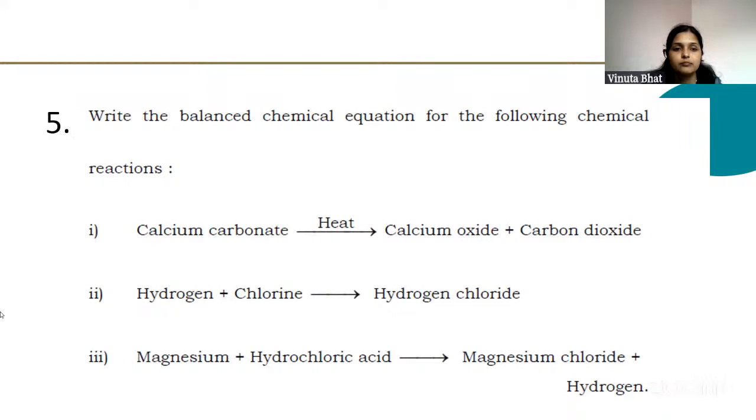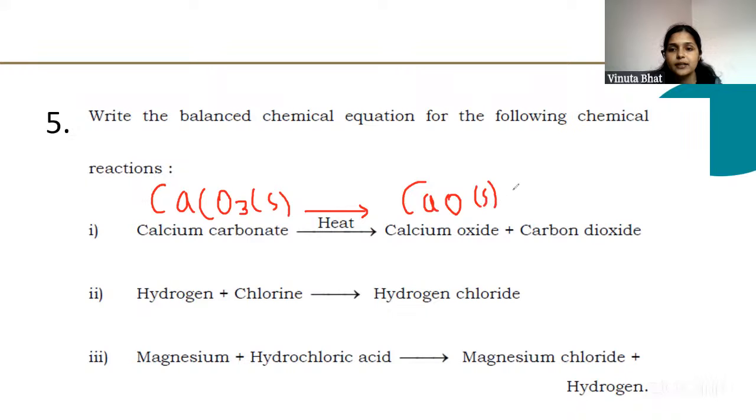Here, calcium carbonate, that is CaCO3, is in a solid state. When it is heated, it forms calcium oxide, CaO, solid state, plus carbon dioxide, which is in the gaseous state, right? So calcium carbonate, when it is heated, forms calcium oxide and carbon dioxide. This is the chemical reaction.